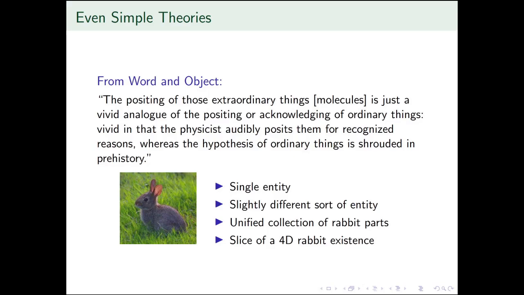"The positing of those extraordinary things," Quine is referring to molecules here, "is just a vivid analog of the positing or acknowledging of ordinary things. Vivid in that the physicist audibly posits them for recognized reasons, whereas the hypothesis of ordinary things is shrouded in prehistory." He's pointing out that our theory of everyday physical objects is a theory in the same sense that our theory of molecules or theory of quantum physics is.